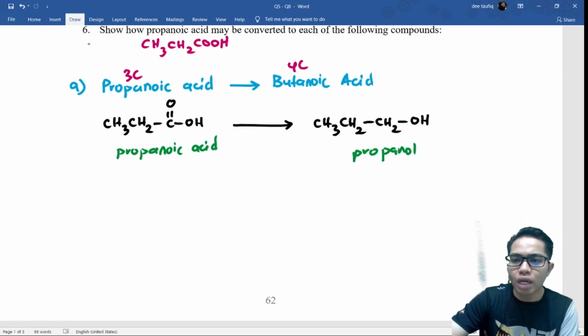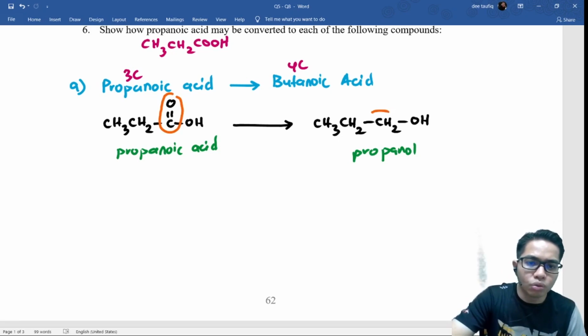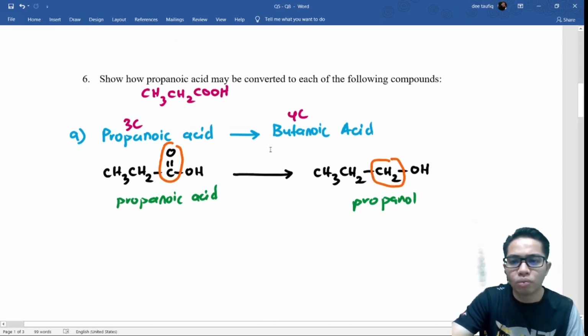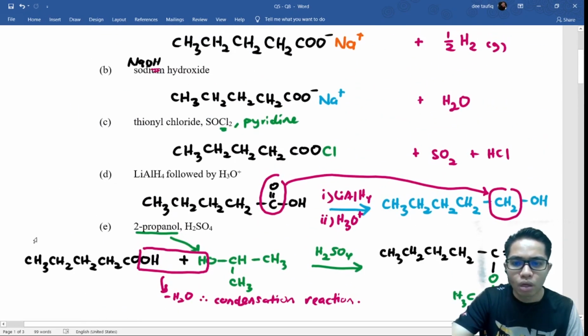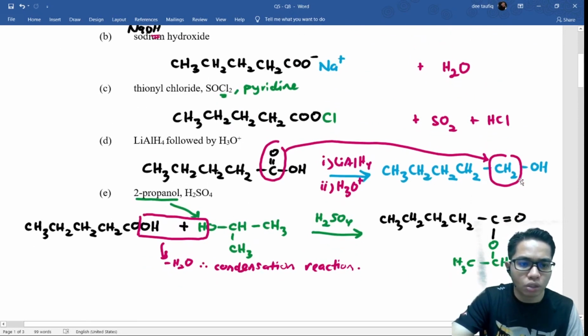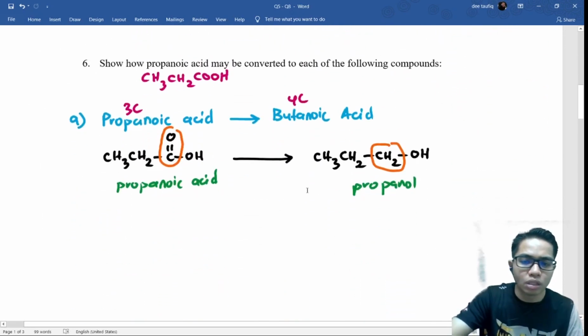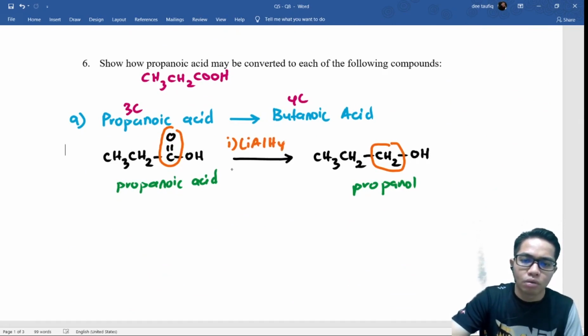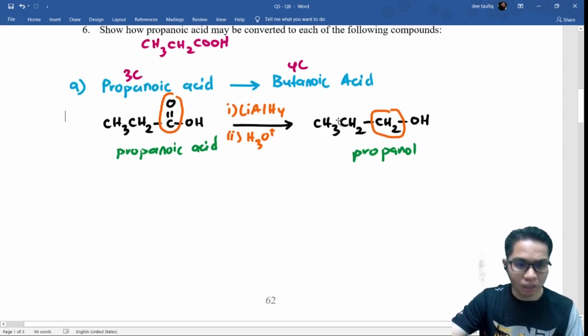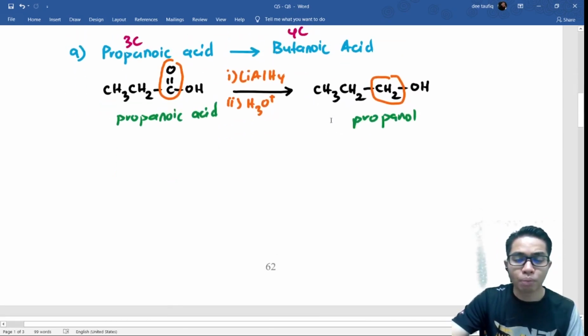Okay, so if you look at the previous question, if we want to change C double bond O into CH2, okay, you refer balik pada question number 5D, C double bond O to CH2, we need to use lithium aluminum hydride followed by hydrolysis. So number 1 here is lithium aluminum hydride followed by hydrolysis, H3O+. Okay, so still lagi 3 carbon, propanol, propane.